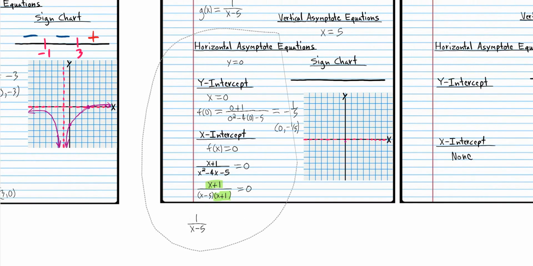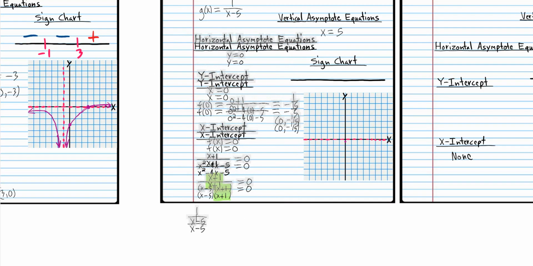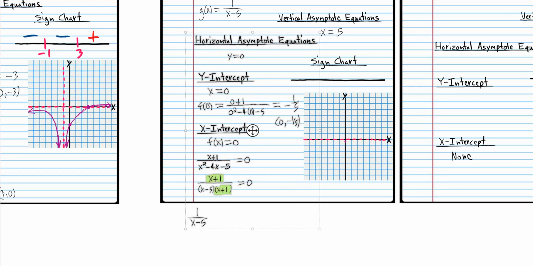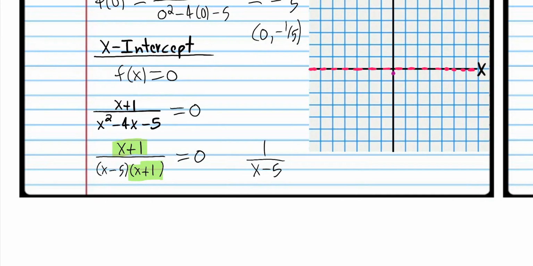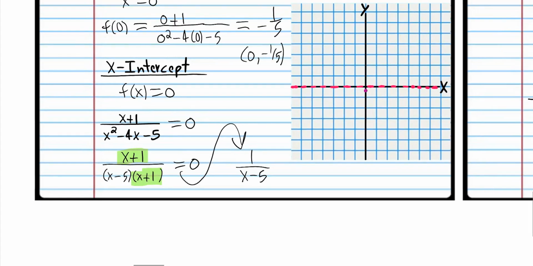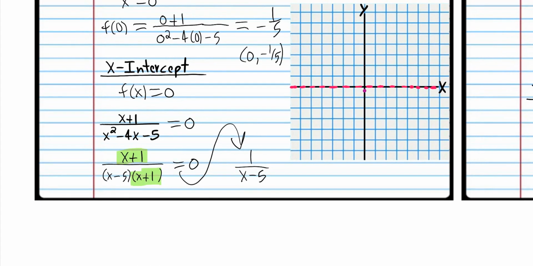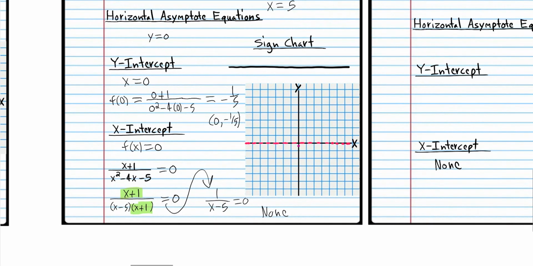So let's see if we can find some more room here. I guess we can use an arrow. Remember, whenever you run out of room, just use an arrow. So we can say none. There is no x-intercept.